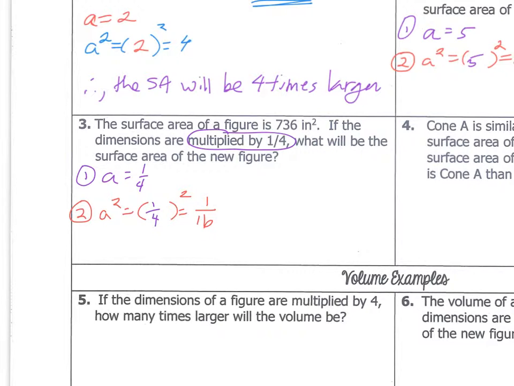So look what happens in step 3. We're going to take our original surface area, which is 736 inches squared, and we're essentially multiplying it by 1/16. Well, multiplying by 1/16 is the same as dividing by 16. So take your calculator and you're going to take 736 and divide by 16.